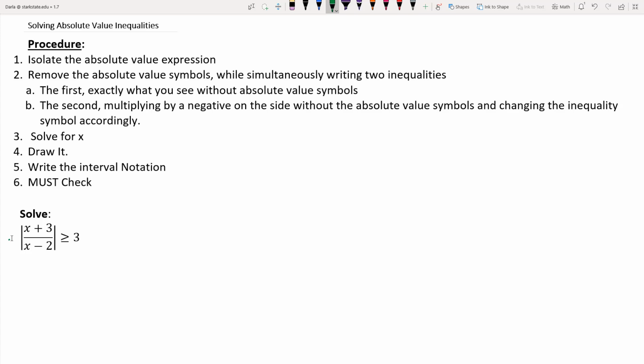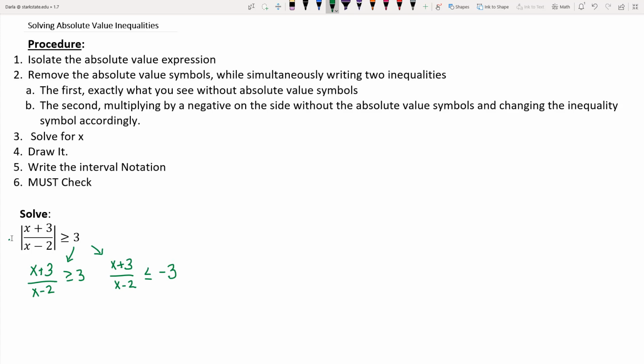The first is exactly what we see, but without the absolute value symbols. So (x + 3)/(x - 2) is greater than or equal to 3. So that's one of the inequalities. And the second one is the same expression that was in absolute value symbols, but flip your inequality symbol and change the sign of the other side of the inequality. So either of these two inequalities replaces our original absolute value inequality.